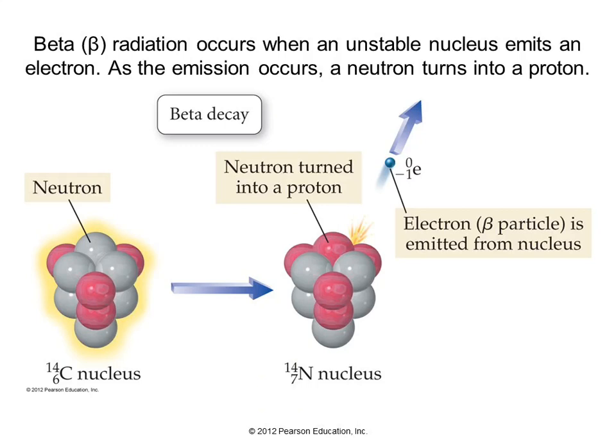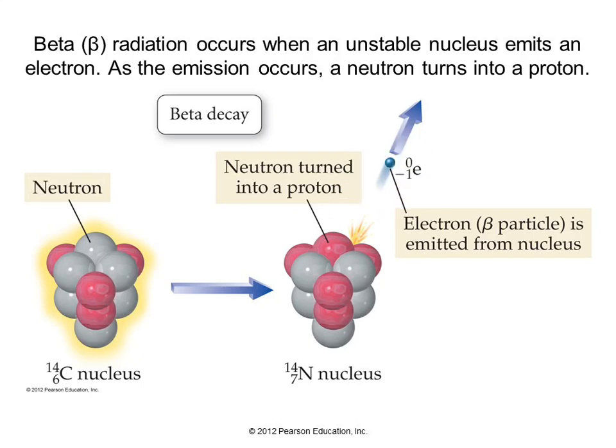But a neutron, you can think of it as being a proton and an electron that are molded into one. And you can break it apart into the proton and the electron. The electron gets spit out, and the proton stays. So a beta particle is an electron, and this is its symbol right there.